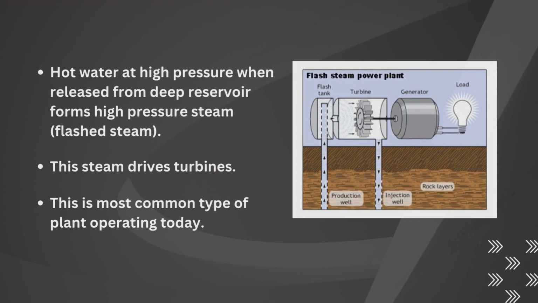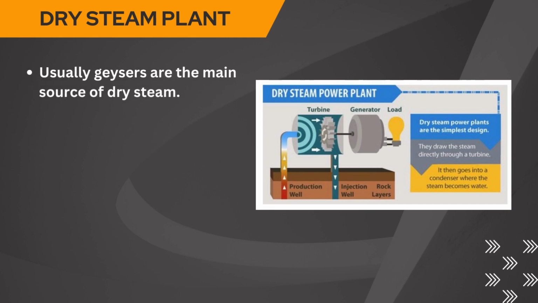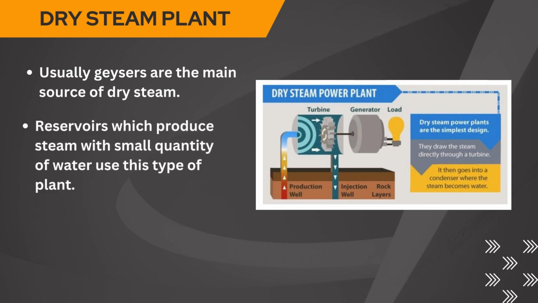Now another kind of plant is the dry steam plant. Usually in this kind of geothermal plant, geysers are the main source of dry steam. Reservoirs which produce steam with a very small quantity of water use this type of plant generally. So we need a very small quantity of water for this.